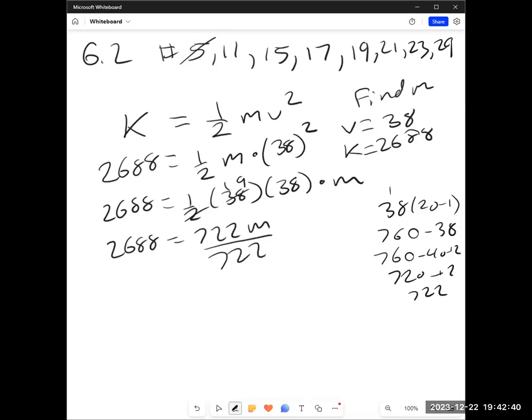I'm going to divide by 722. 2688 divided by 722 is a decimal. I want to convert to a fraction. So we're just going to divide both of these by 2, which is going to be 1344 divided by 361. That's exactly what m is, and they tell us to simplify our answer. They don't tell us to round at all. So that's as far as we're going to go with that.